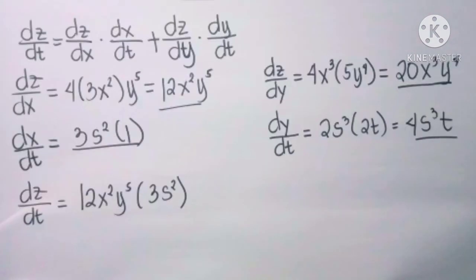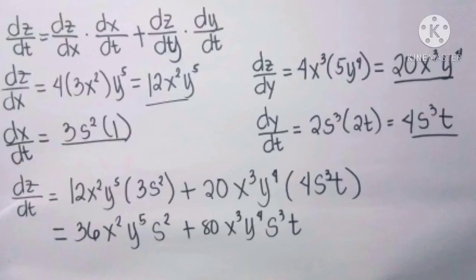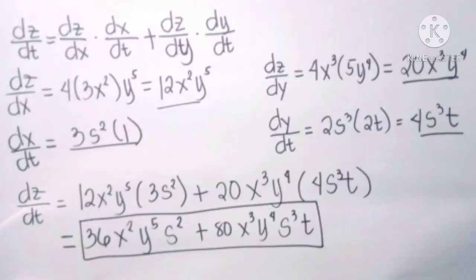So we have here dz over dt equals 12x squared y raised to the power of 5 times 3s squared plus 20x cubed y raised to the power of 4 times 4s cubed t. So the answer is 36x squared y raised to the power of 5 s squared plus 80x cubed y raised to the power of 4 s cubed t. So this is the value of the partial derivative of z with respect to t.